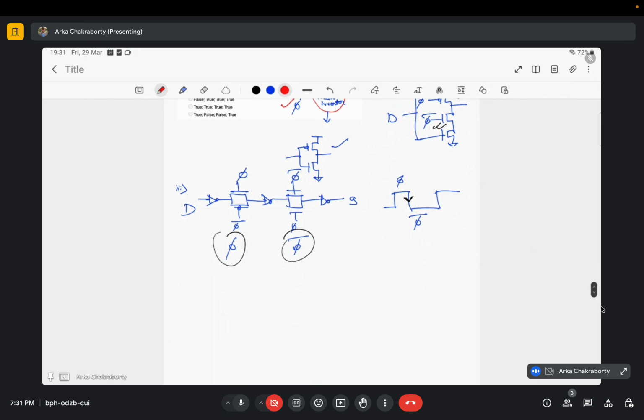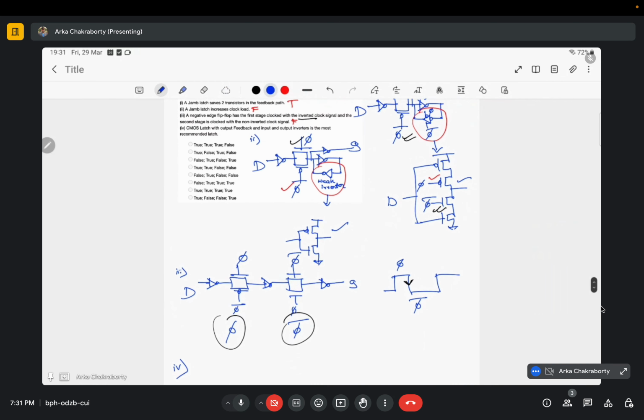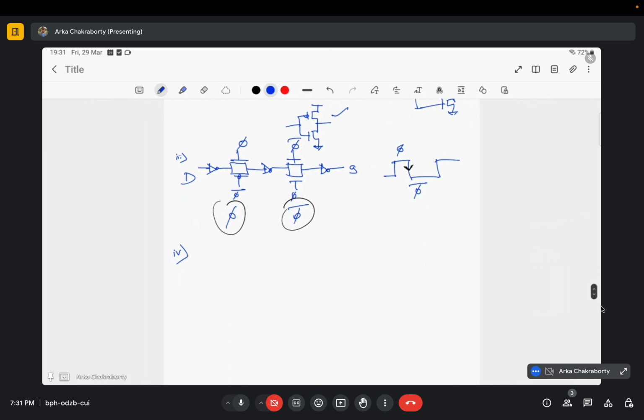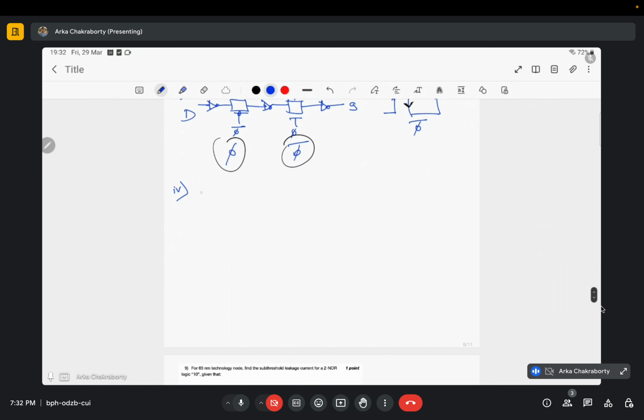Now the fourth statement is, CMOS latch with output feedback and the input and the output inverter is the most recommended latch. Which one is it? Where input and output inverters are present, that is my transmission based latch. So let me first draw it and let me discuss whether it has any problems or not.